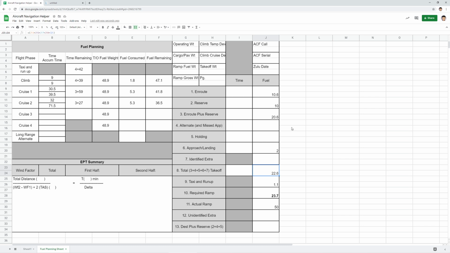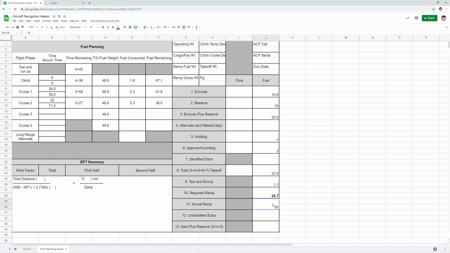Now, let's say that we're expecting to need to do some holding here. So what we could do is come in here and say, I'm expecting to do 8 minutes worth of holding at, let's say, 8 gallons per hour. That's 8 into 60 times 8. So it'd be about a gallon of fuel for about 8 minutes of holding there. You could dial that in and you could instantly notice that your required ramp fuel is going to be 24.7.